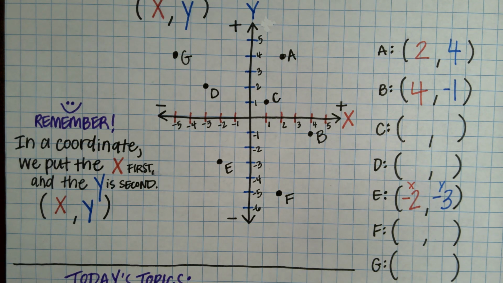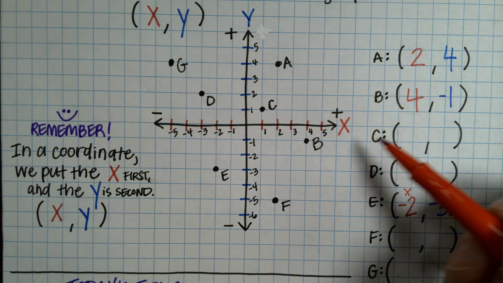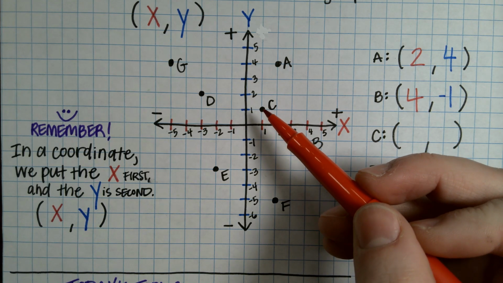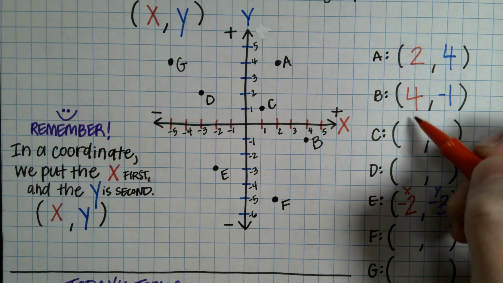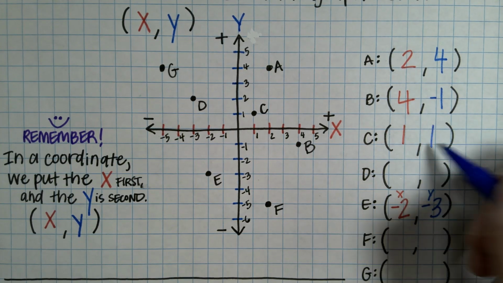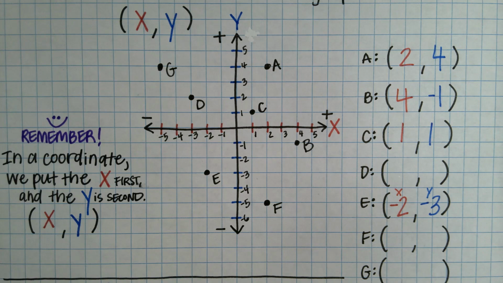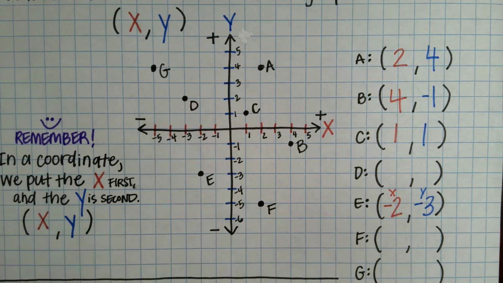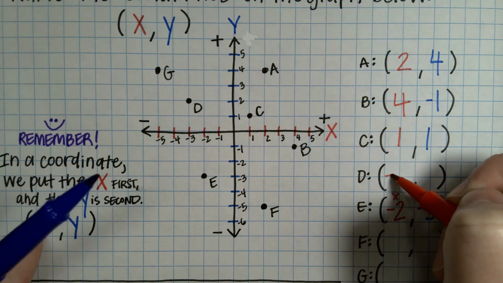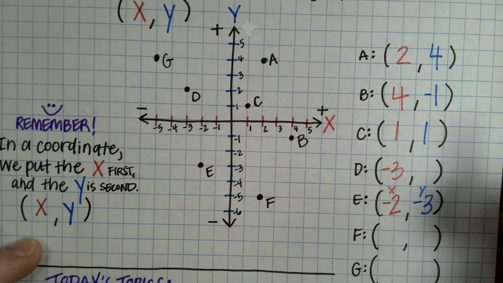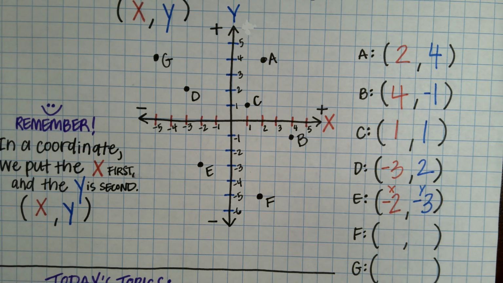Awesome. Okay, let's look at C. Looks like C is right here. What's our x and y going to be? 1 for x. And how about y? Also 1. Very good. Okay, how about point D right here? What's our x? -3. Yes, -3. How about our y? 2. Perfect. You guys are on it.